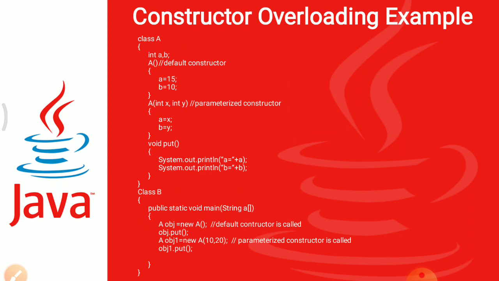Overloading means functions having the same name but different parameters. In constructor overloading, we have seen a default constructor. In the default constructor, we have assigned a as 15 and b as 10. In the put method, we have system.out.println, and we have printed a and b. When we create an object of the default class and access the method, it gives the output 15 and 10.